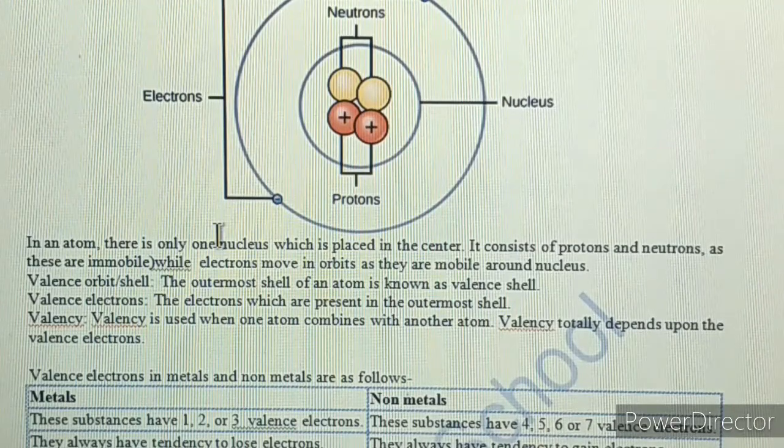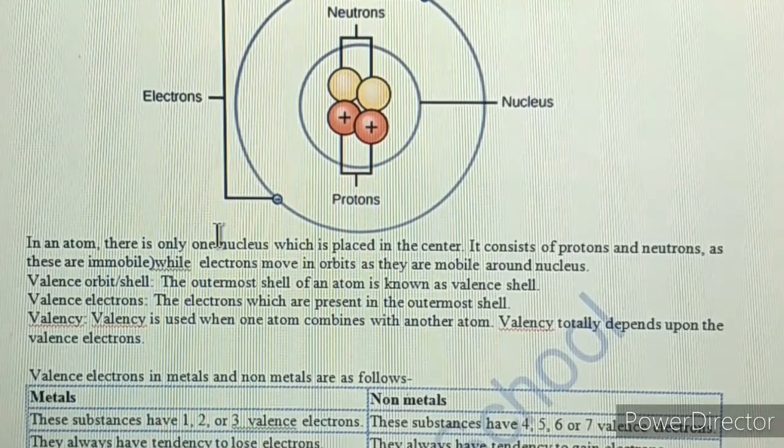If the valence electrons are 5, it has to be subtracted from 8, and the valency will become -3. If the valence electrons are 6 in the last shell, then it has to be subtracted from 8 and the valency will become -2. If the valence electrons are 7 in the last valence shell, then it has to be subtracted from 8 and the valency will become -1. And if the valence electrons are 8 in the last shell, then 8 minus 8 is 0.